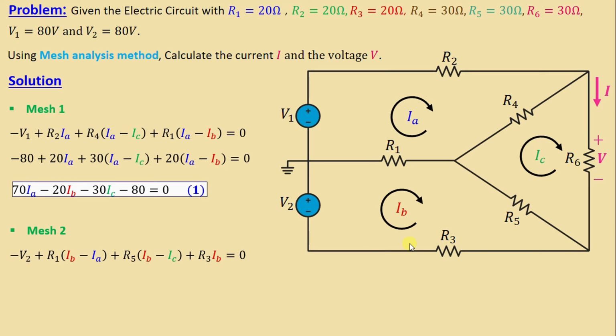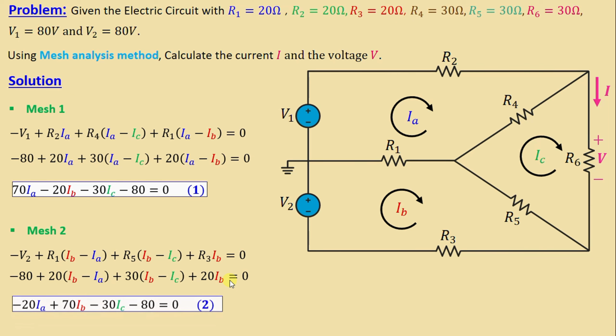By replacing the resistors and the voltage with their numerical value, we obtain negative 80 plus 20 (IB minus IA) plus 30 (IB minus IC) plus 20 IB is equal to 0. If we continue simplifying this equation, we obtain negative 20 IA plus 70 IB minus 30 IC minus 80 is equal to 0. We go now to mesh 3.